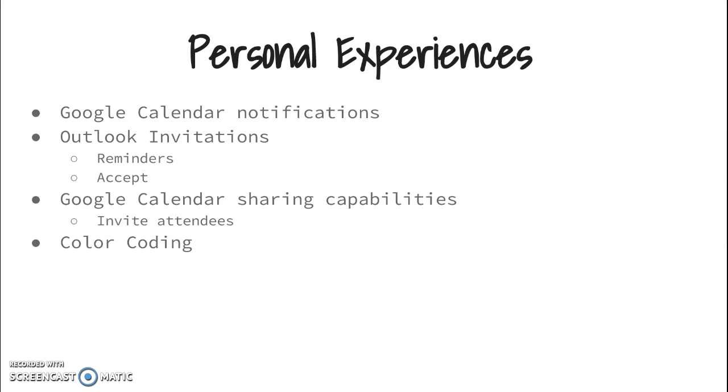My personal experiences using the Google Calendar are the positive experiences I've had with the Google notifications. I set notifications for everything that I have in my calendar, reminders so that I know when things are happening, reminders for when I need to do things for specific events. In Outlook, I really have enjoyed the invitations, the reminders that pop up, and the ability to accept directly from Outlook. In Google Calendar, I really like the sharing capabilities and the ability to quickly invite someone. And I like the color coding capabilities of both calendars. These have been my positive personal experiences using both calendars.